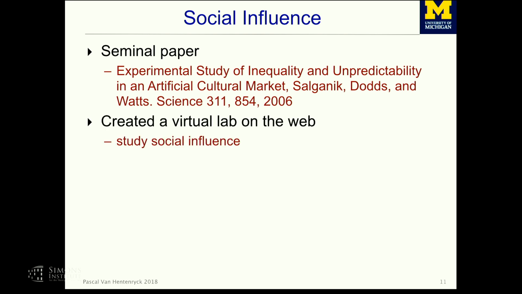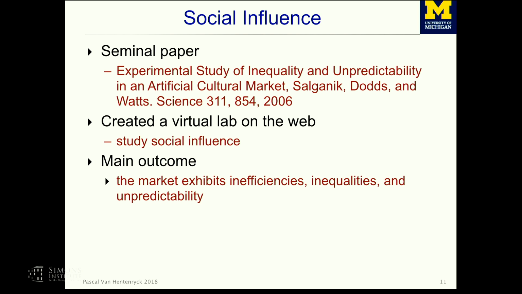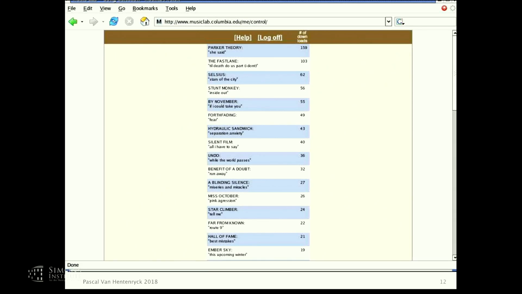And to do that, they created a massive computational social science experiment using the web to study social influence. I'm giving you the end of the story, but you'll see many aspects of it. What they saw is that they could replicate all these inefficiencies, these inequalities, and this unpredictability of the market in this virtual setting. So let me show you what they did.